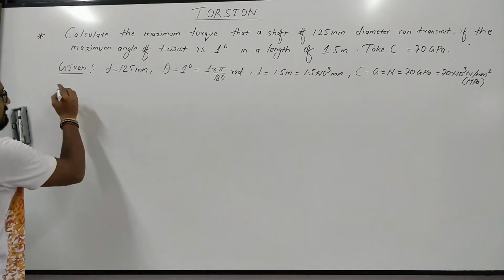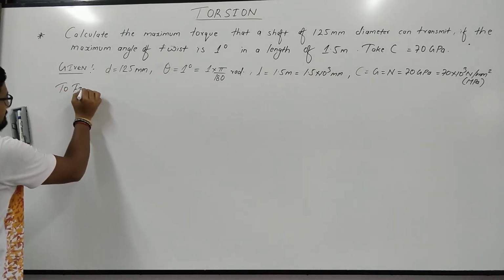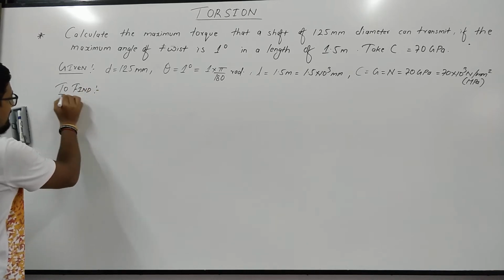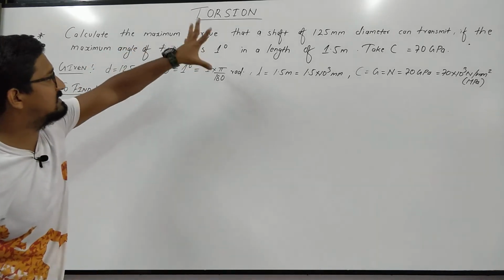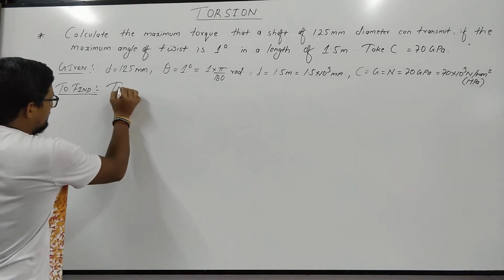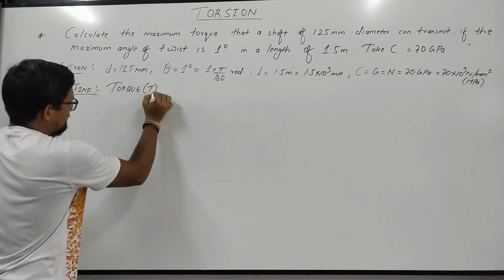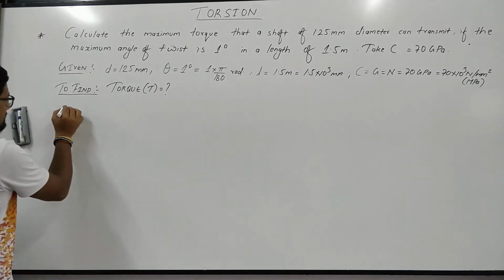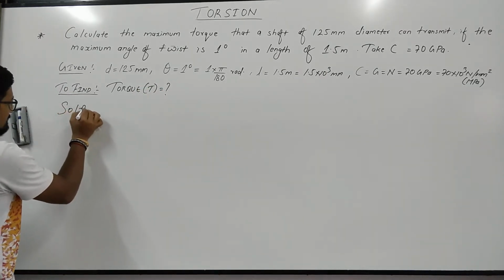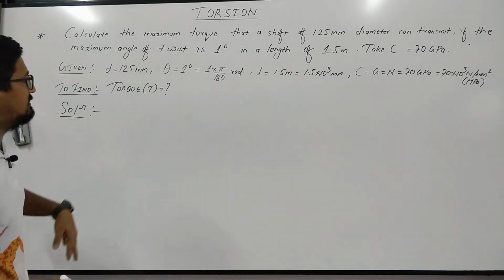Now, what we have to find? The next important thing is to find the maximum torque this shaft can transmit with the given condition. So we have to find the torque transmitted by the shaft, or we can say capital T is equal to question mark. So, solution: this can be solved by means of a torsion equation.